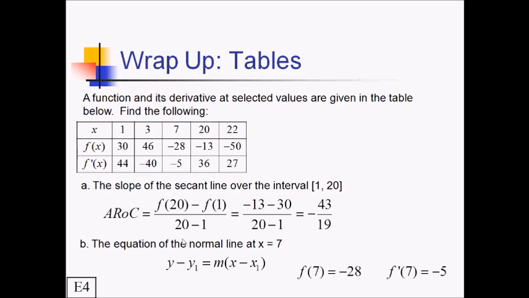Putting it all together, I've got y minus negative 28, or y plus 28 for that y value. Now I'm going to have equals 1/5 for my slope, opposite reciprocal of the rate of change here. And then I'll have x minus 7 for the rest of it. So that's it for this one.